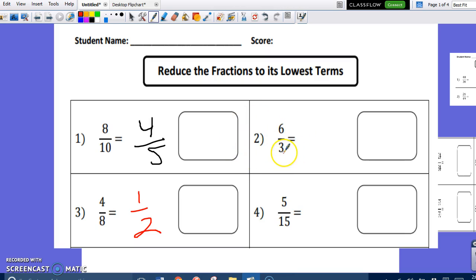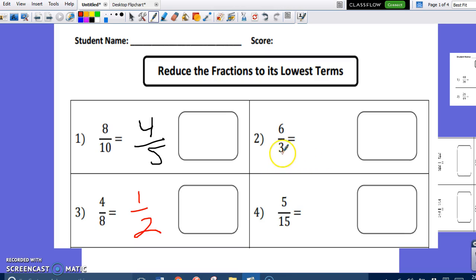I have a 6 over 3. Look at this. It's top heavy. Some people will reduce before changing it over into a mixed number if it has to be a mixed number. Remember, top heavy fractions usually need to be changed into mixed numbers or whole numbers. In this case, we can tell it's going to be a whole number, okay? So when I say change it to a mixed number or whole number, that's how I like to do it, is to change it into a mixed number or a whole number first.